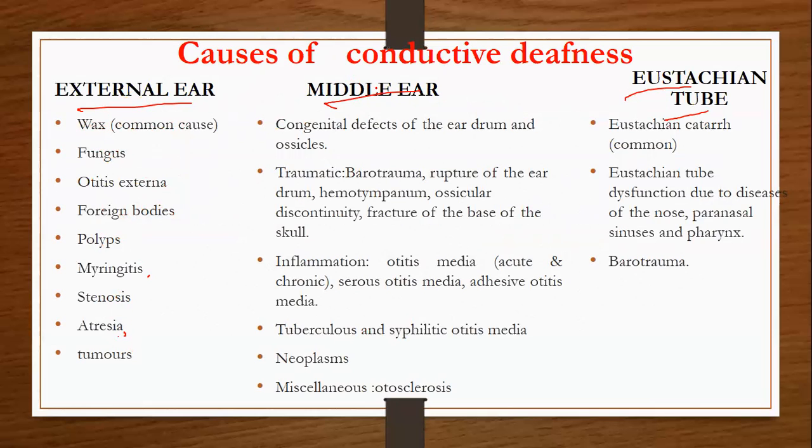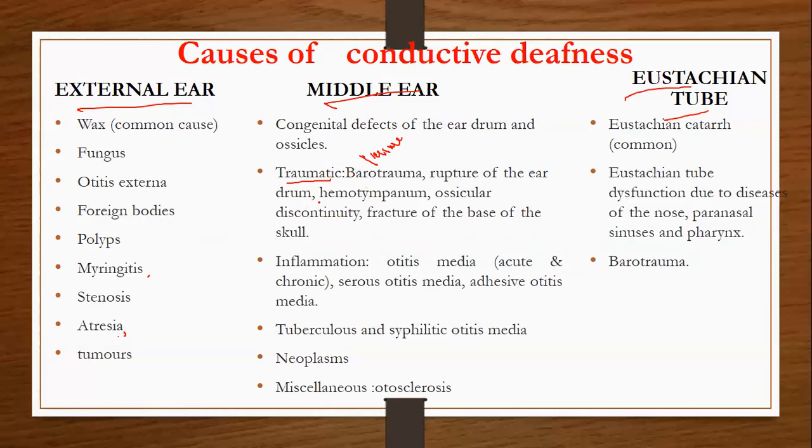Changes in the middle ear include congenital defects of the eardrum or ossicles. Sometimes there will be absence of the ossicles. Then due to any changes in the eardrum. Then traumatic injury, which can be associated with barotrauma due to pressure changes. Sometimes the pressure variations can cause trauma to the eardrum.